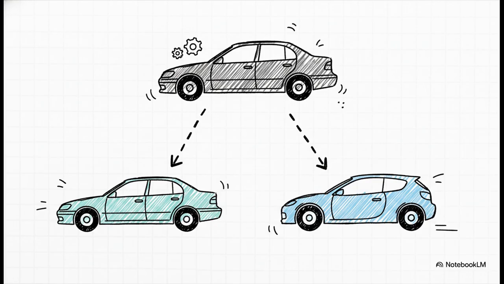And this is where the magic happens. We use that one single car blueprint to create car 1, a Toyota Camry. Then we use the exact same blueprint again to create car 2, a totally separate and unique Honda Civic. See that? One plan, endless, unique creations.